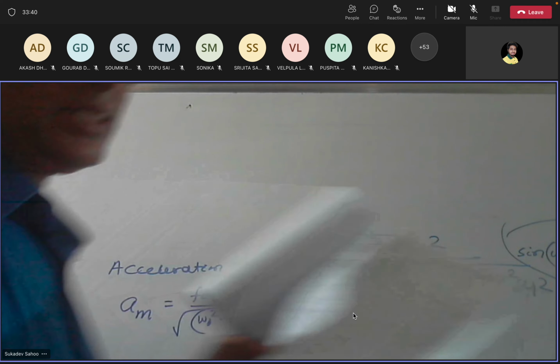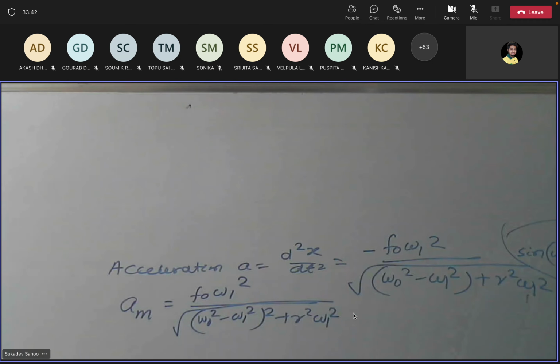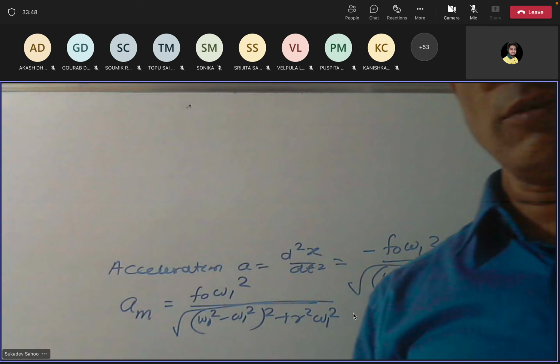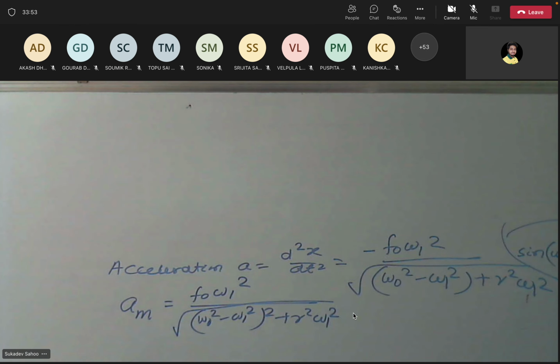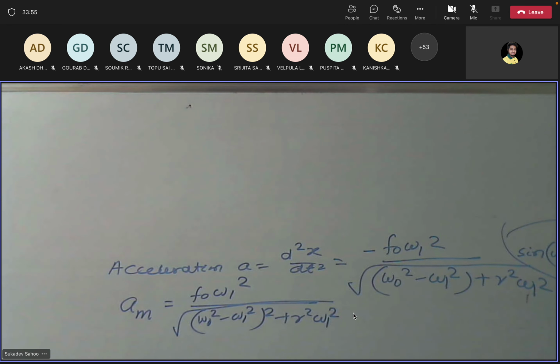So after knowing the displacement amplitude, velocity, and acceleration of the forced oscillator, we have to calculate the power supplied to the forced oscillator. In order to calculate the power supplied to a forced oscillator, let us consider a forced oscillator which is impressed by an external periodic force F.